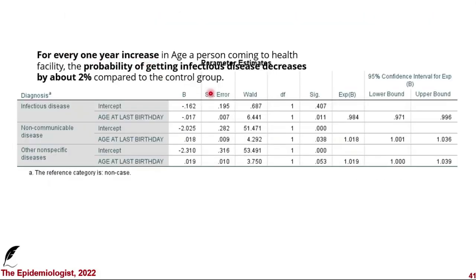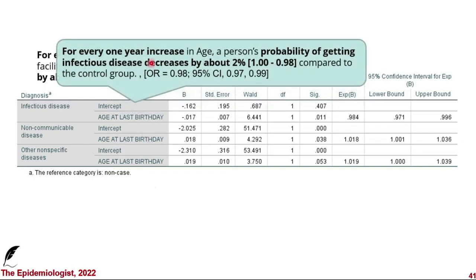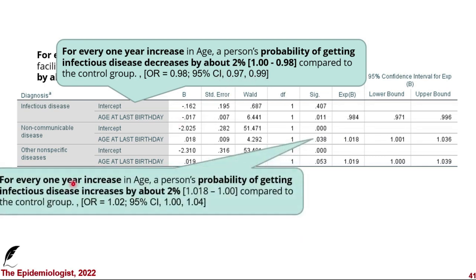In our example above, for the first row, for every 1 year increase in age, a person's probability of getting an infectious disease decreases by about 2% compared to the control group, with an odds ratio of 0.98 and a 95% confidence limit between 0.97 and 0.99. For the second row, for every year increase in age, a person's probability of getting non-communicable disease increases by about 2% compared to the control group. The odds ratio is 1.02, with a 95% confidence limit of 1.02 to 1.04.